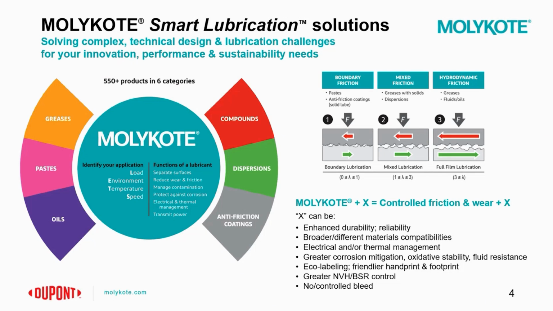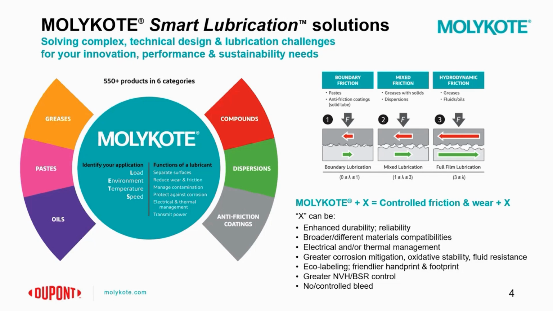Mixed friction regimes would include a mix of both, a mix of boundary friction and hydrodynamic friction. And in such applications, we tend to select either a grease or a grease with a solid, like one of the grease pastes within our portfolio, or a dispersion, which are usually solid polymeric additives suspended in almost like a high purity solvent in order to form a semi-dry film.